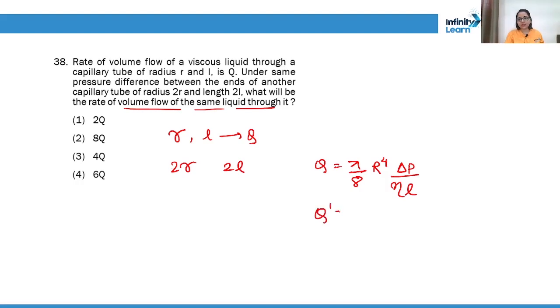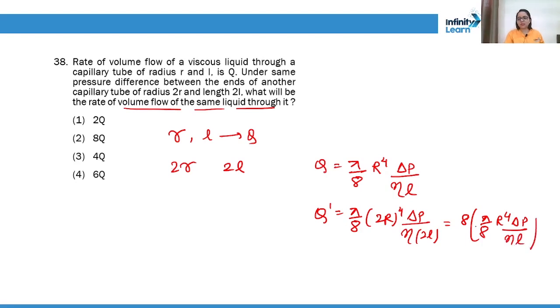For the second case, Q dash is pi upon 8 into (2r) power 4 delta P upon eta into 2l. So it will be 8 times pi upon 8 r power 4 delta P upon eta l. Right, so it becomes 8 times the previous one. So Q dash is 8Q, which is option 2.